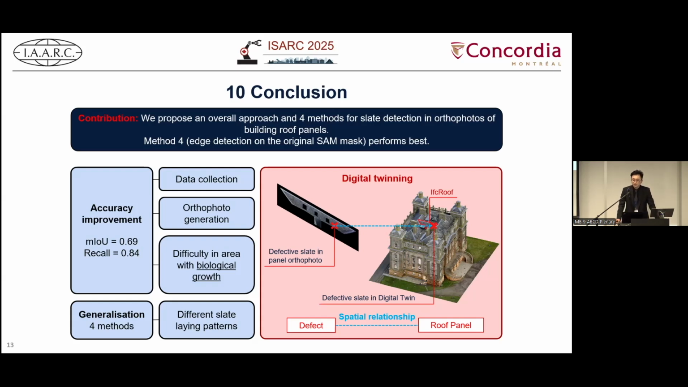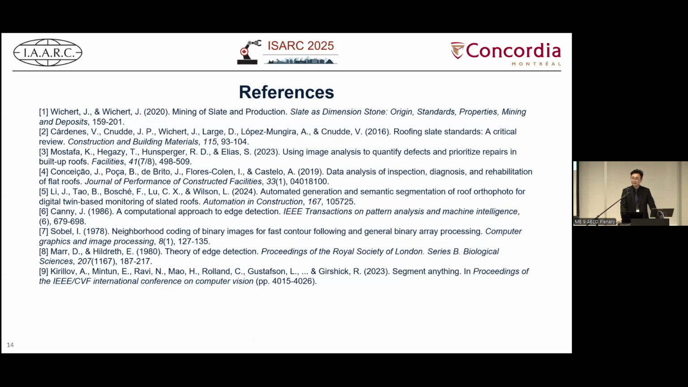And finally, I would like to place this work in the overall pipeline that we developed for my PhD research. So now we are able to detect the roof components. And now with this research, we can detect these individual slates and, in the future, those defects. And we can spatially link them to the 3D digital twin model. And this will enable longitudinal analysis for roof condition monitoring. These are the papers that I referred to.